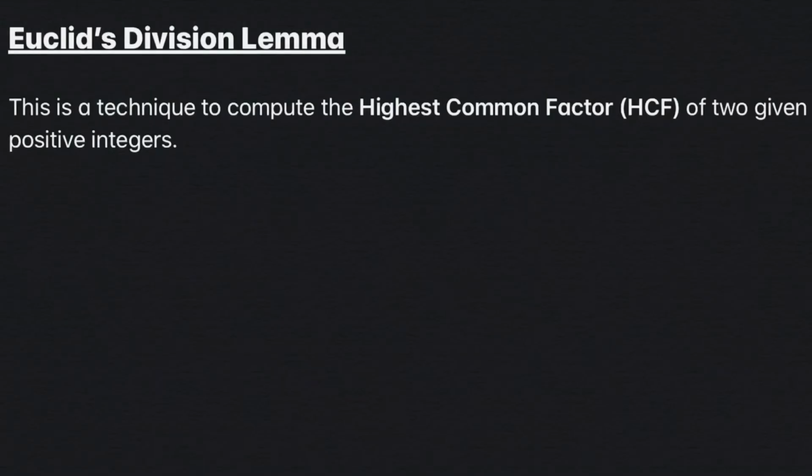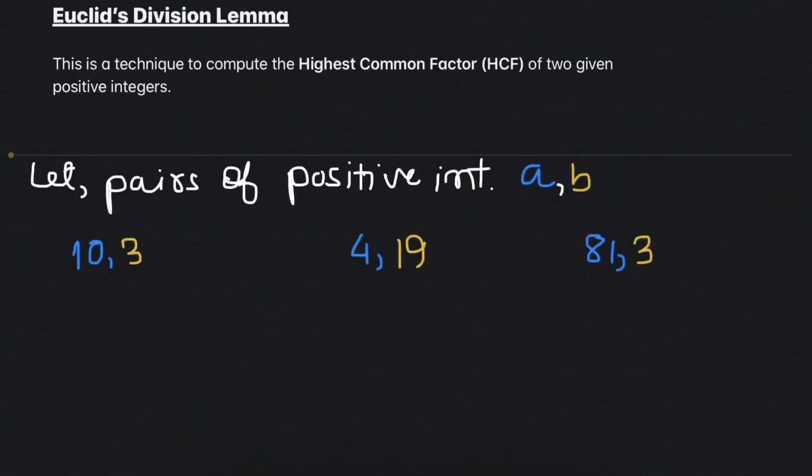Discuss the Euclid's division lemma. Already you are familiar with other techniques to find the HCF, but this is also a technique to compute the highest common factor of two given positive integers. So let's discuss. Consider some pairs of positive integers a and b. Here we have considered 10, 3, 4, 19 and 81, 3.